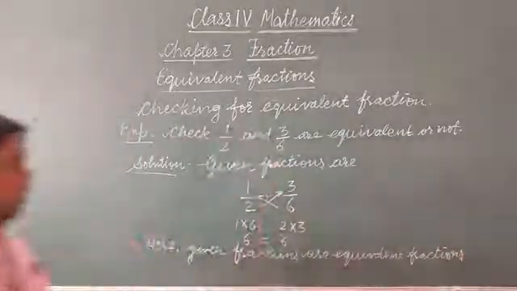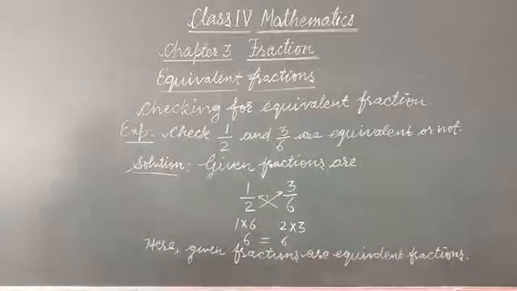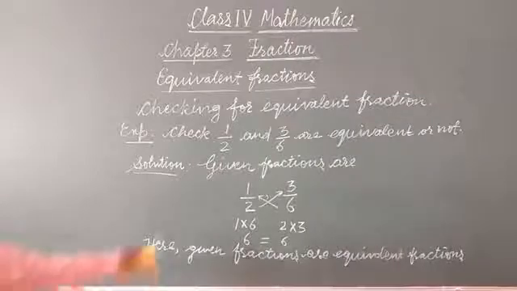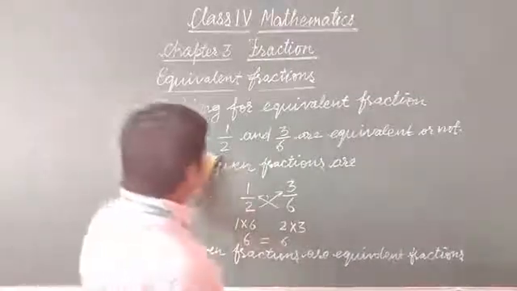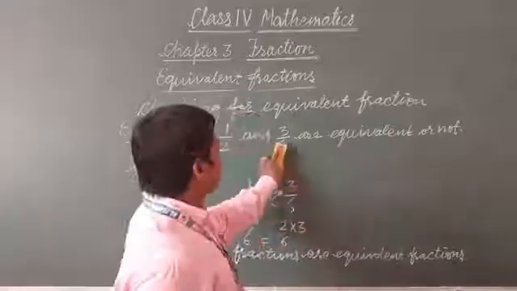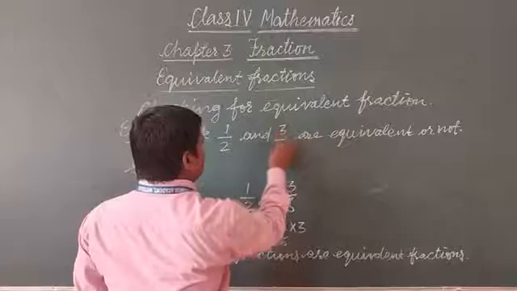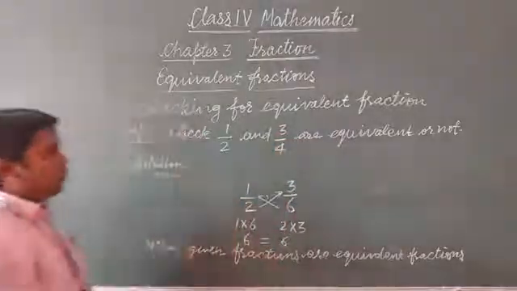I hope you understood how to find whether the given fractions are equivalent or not. Okay. Now another example I am taking, in which the given fractions are not equivalent. I am taking the example: are 1 by 2 and 3 by 4 equivalent or not?